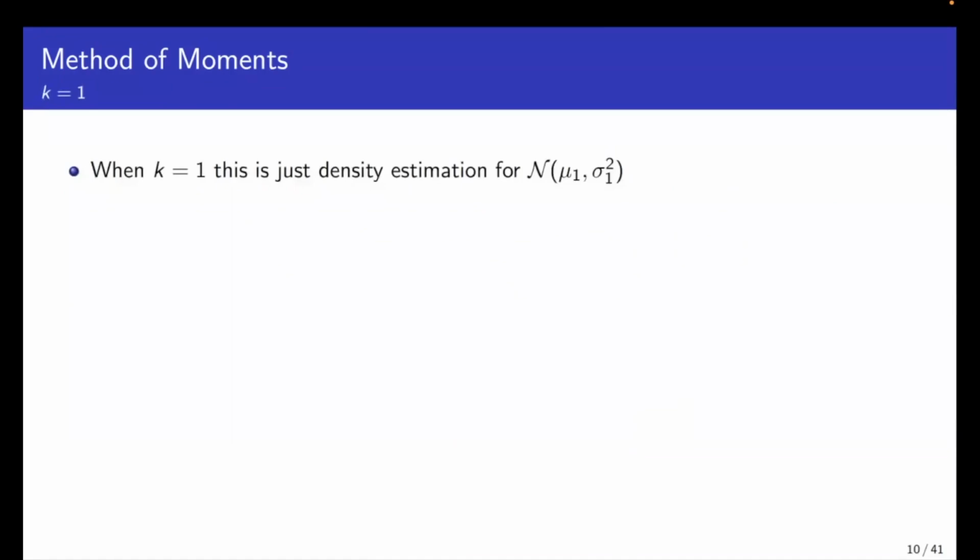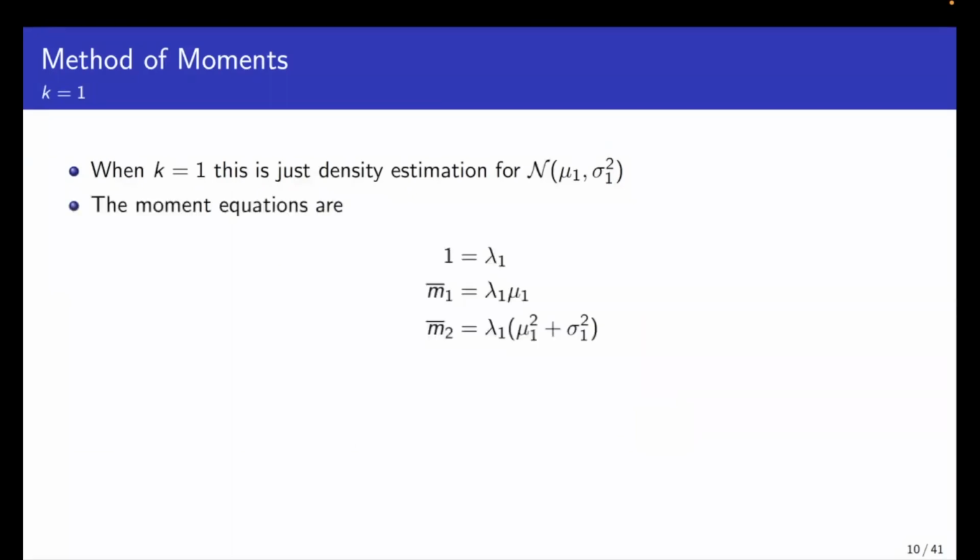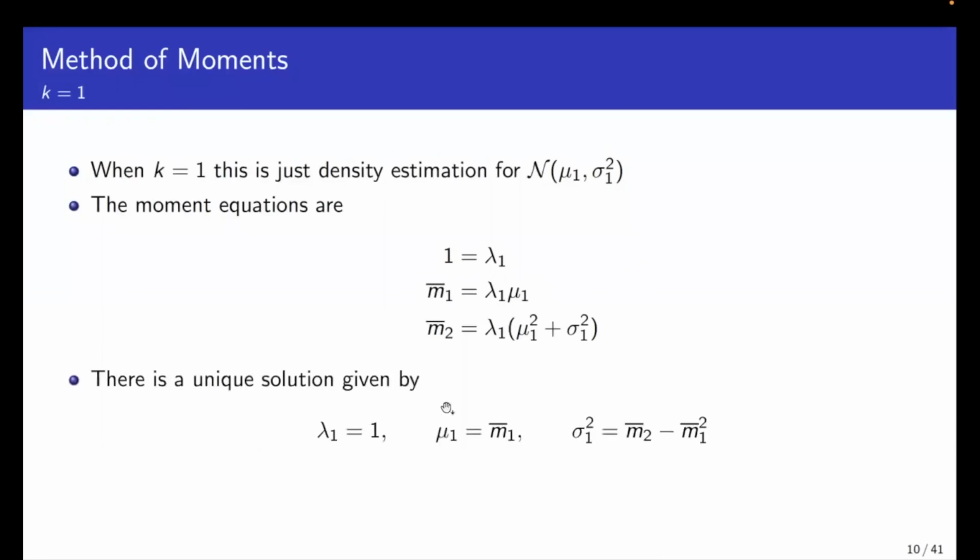This is when k equals 1. Well, okay, we really don't have a Gaussian mixture model here, right? We're just doing density estimation for a Gaussian random variable. But either way, in this case, we can write out these moment equations. And then you can see this is actually a triangular system. So using maybe high school algebra, you can back solve for each parameter. And in this case, you see that there's a unique solution given as follows. Okay, not so exciting, but at least it's good to check that this procedure works in the simplest case.